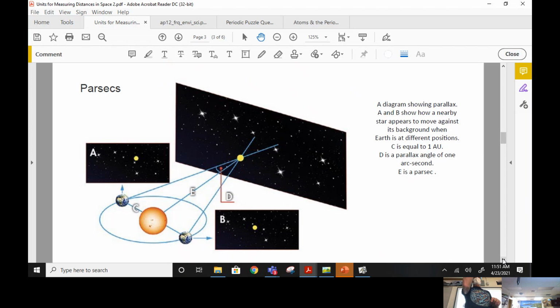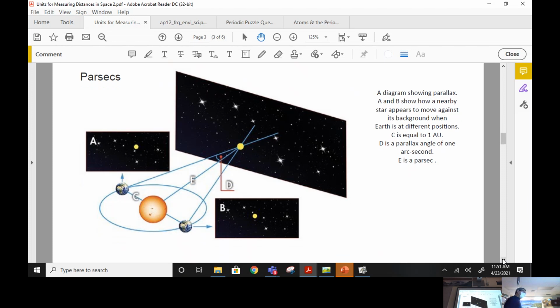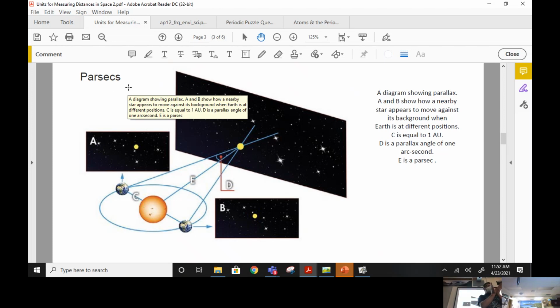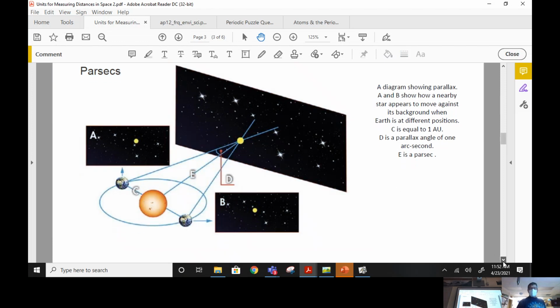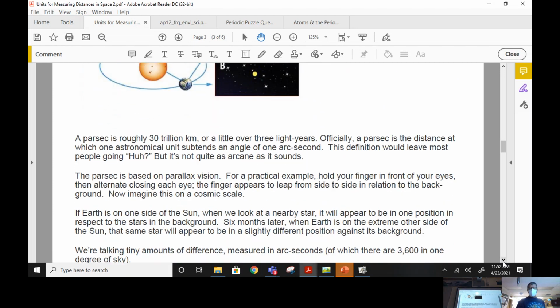Now, this whole thing about how it seems to move positions is called parallax. It's because it's not parallel. And then we measure this in seconds of arc, just like we measured angles in degrees, right? But when you break a degree into 60 pieces, you have minutes. And then you divide those by 60, and you get arc seconds. And that's what a parsec is.